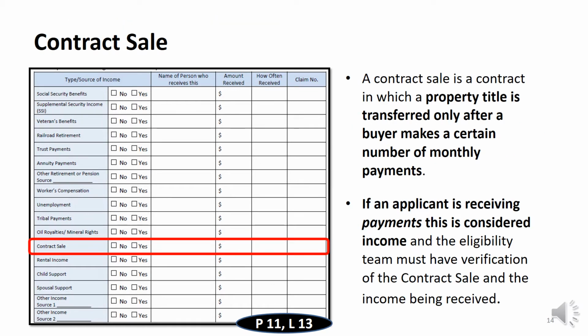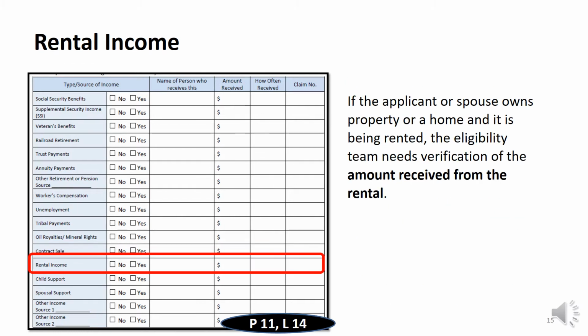A contract sale is a contract in which a property title is transferred only after a buyer makes a certain number of monthly payments. If an applicant is receiving payments, this is considered income, and the eligibility team must have verification of the contract sale and the income being received. If the applicant or spouse owns property or a home and it is being rented, the eligibility team needs verification of the amount received from the rent.